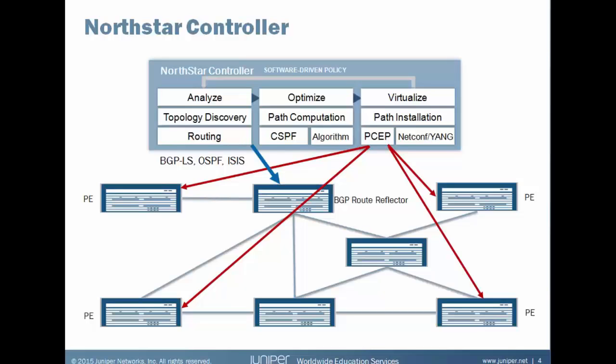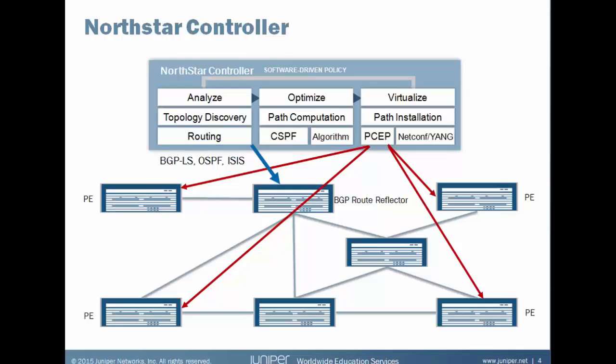Here's a graphical representation of what we just discussed. The three things that the NorthStar Controller does for me, starting in the graphic, is analyze the existing network. It uses routing protocols, as we mentioned previously, primarily BGP with the link state address family enabled, to peer with a route reflector. Once it learns the destinations and traffic engineering information, it can now optimize the network.